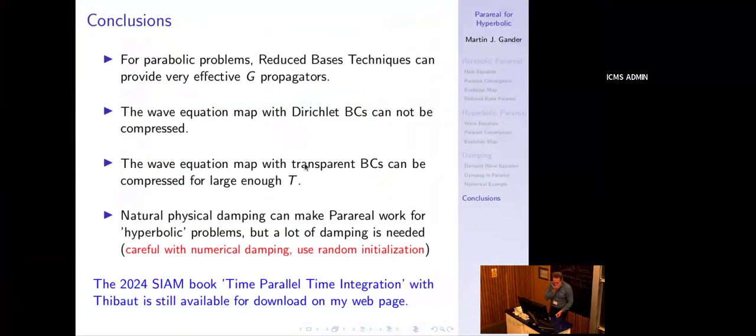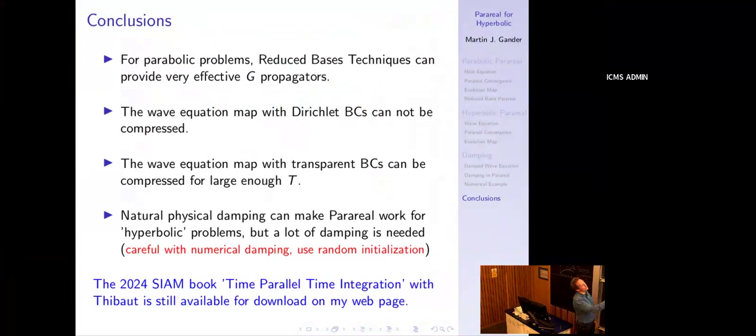To conclude, the main message of my talk was: for parabolic problems, I think one should use reduced basis techniques for the coarse propagator. You get rid of every problem you could have. It's not harder to code. It's so much lower dimensional, because you need only a few modes. It's going to work like a charm.